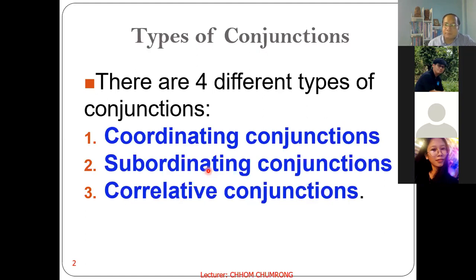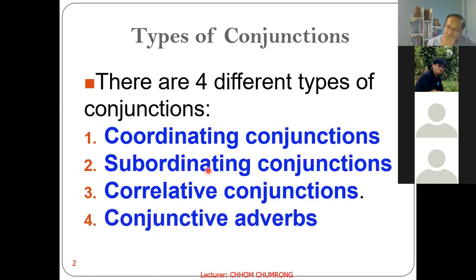Now, anyone know about this? Can you answer? Correlative conjunction. For, and, nor, but, or, yet, so, right? This is number one, coordinating. Correlative is similar, but we have pairs. Like what? Either...or, both...and, not only...but also, whether...or. These are correlative. We can call them pair conjunctions.